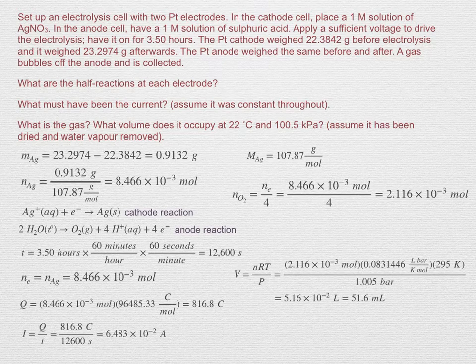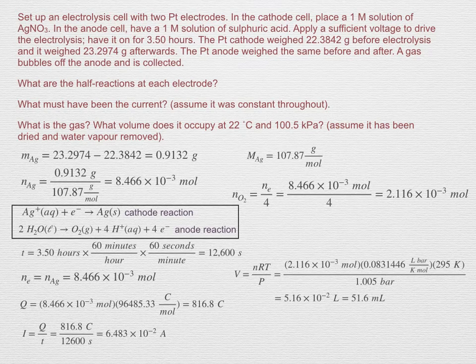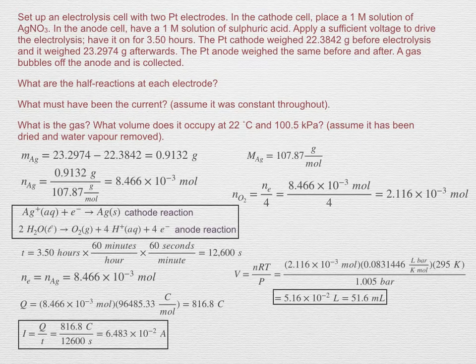Now there are a lot of equations and numbers on this page. Look again at the questions asked. Here are the answers that we needed. First, the reactions that are occurring at each electrode. Then, the current that must have flowed to deposit that silver. And finally, what is the gas and the volume it occupies under the given conditions of temperature and pressure.